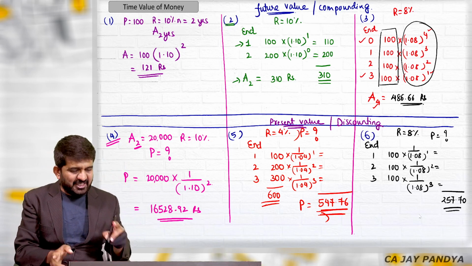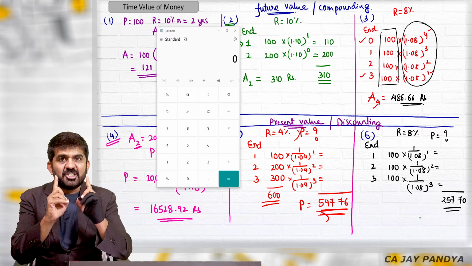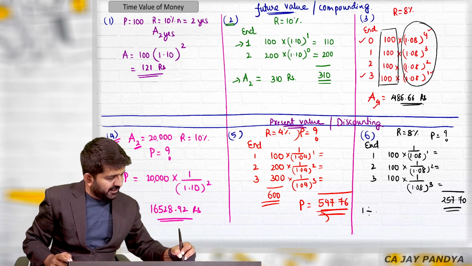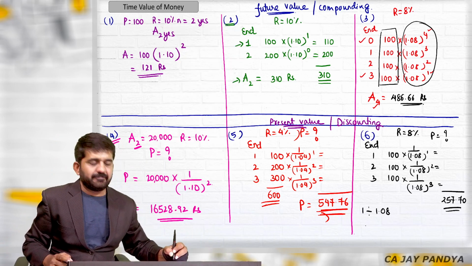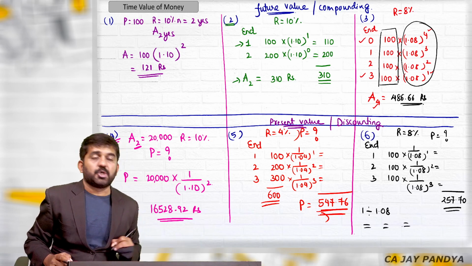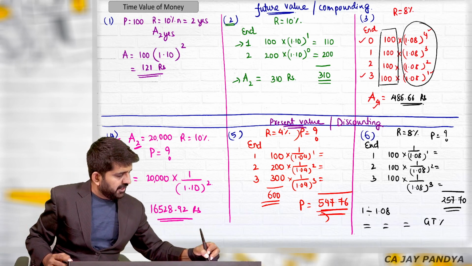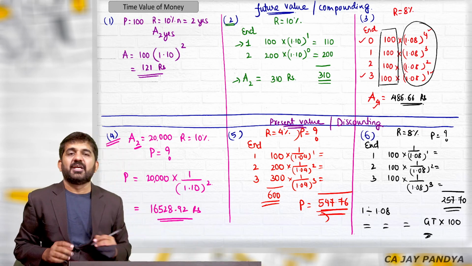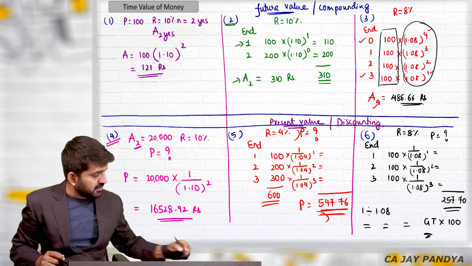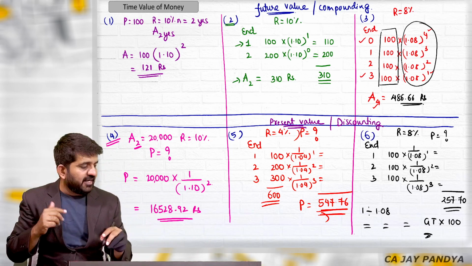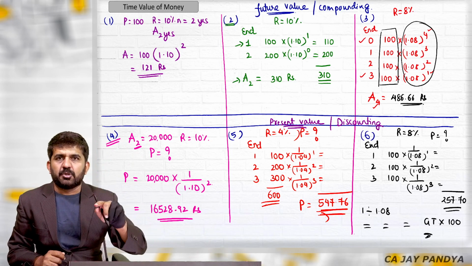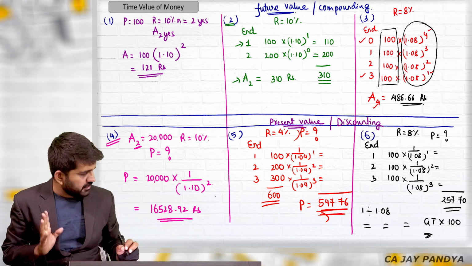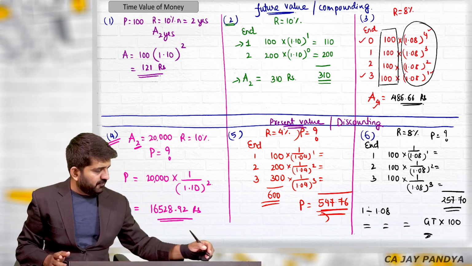I do not have GT in my calculator. If you have GT in your calculator, how to find this? 1 divided by 1.08 is equal to, GT multiplied by 100. It looks weird to write down what you are doing on the calculator, but still this is how it can be easily found out. 1 divided by 1.08 is equal to, GT multiplied by 100 is directly 257.70. You have a calculator, so you can verify along with me.